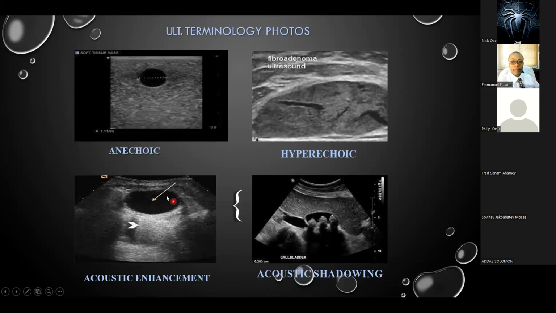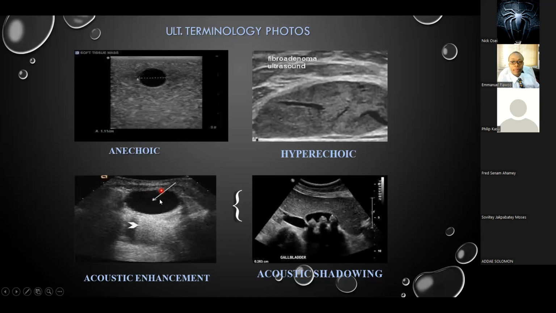Now, let's look at acoustic enhancement. This is the phenomenon where, when the sound waves pass through an area which is anechoic, the waves are coming from up here like that. Then when they get here, they're able to pass freely through this anechoic area. So more of them are able to pass through and hit the far wall. And you can see that right behind the wall of this cyst here, there's hyperechogenicity. Okay? And this is what we call acoustic enhancement.